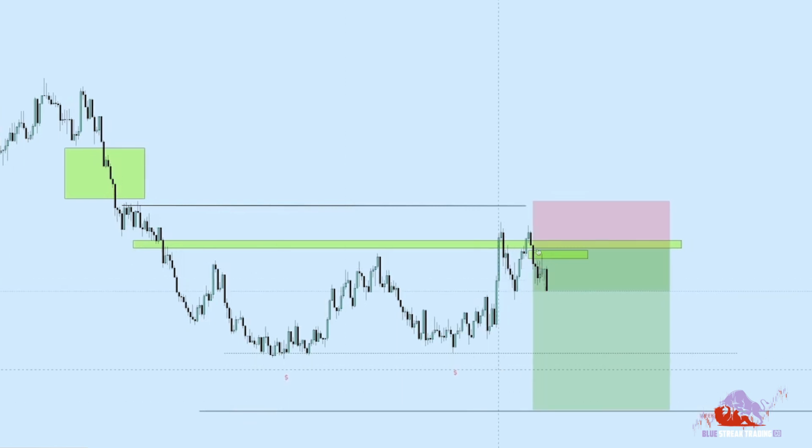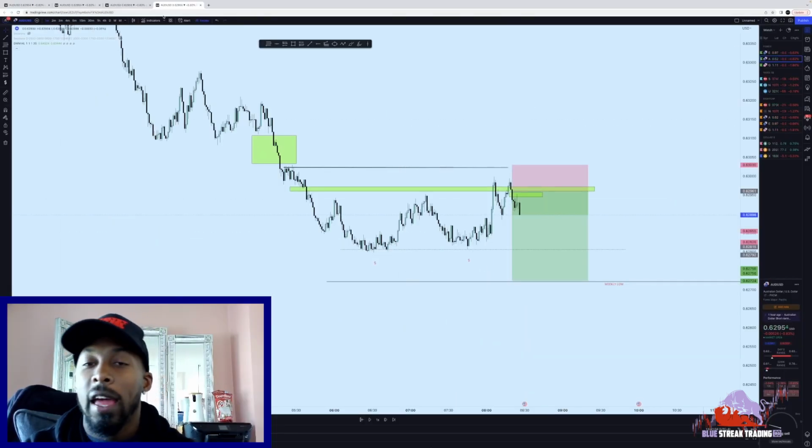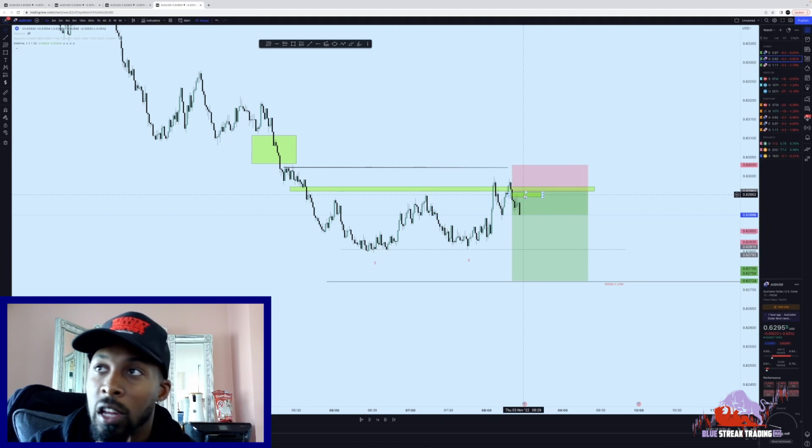Price respects order flow. You can add another position here. Goes up, rejects. You see this big bearish candle down. You can add a position. Now when you're scaling in, you don't want to add bigger positions. You want to scale in with smaller positions so that if price pulls back, you're not taking a huge loss.